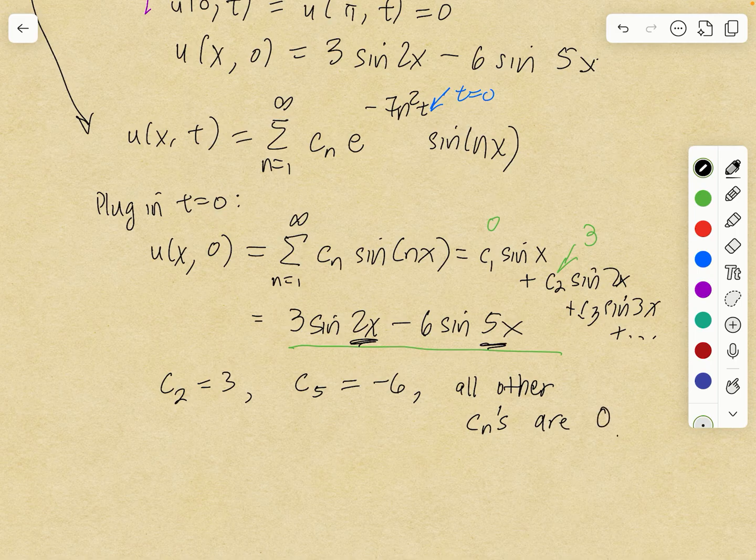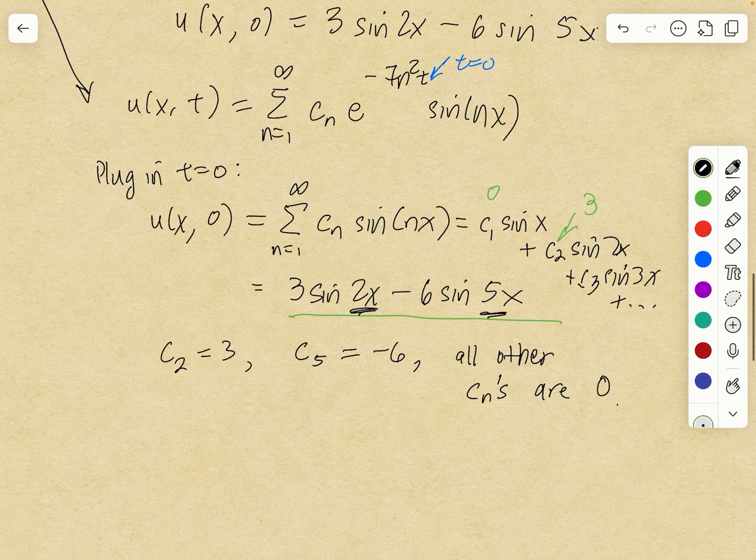That's what is given by the f of x. And that is what I mean when I said that your f of x is going to tell you what the cn's are. So now that we have the constants, we go back because we're solving for u of x,t, right? And now we know what the cn's are.